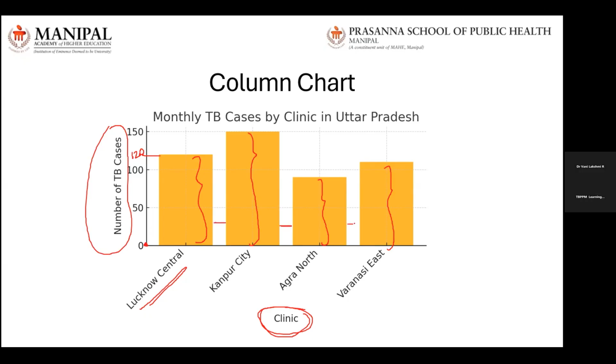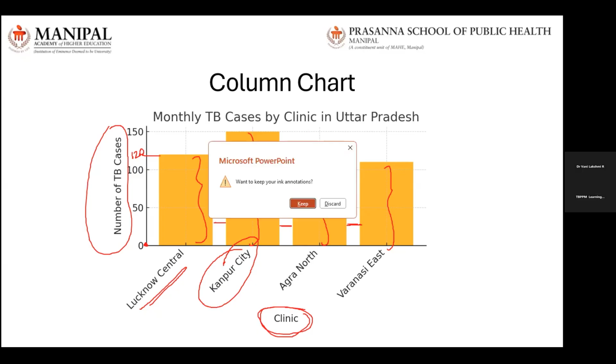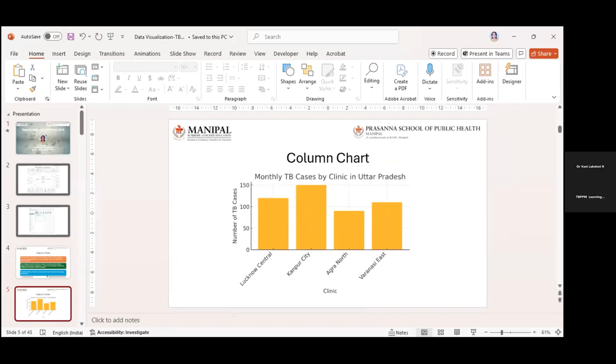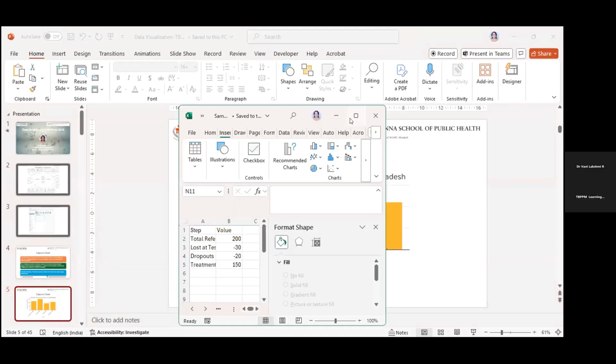Our interest is in looking at the height of the bar. If I look at it, Kanpur city has the most monthly TB cases by clinic in Uttar Pradesh when compared to Lucknow Central, Agra North, and Varanasi East. That is what I learned. Now, in order to tell you how to enter data, is my Excel sheet visible to all of you?